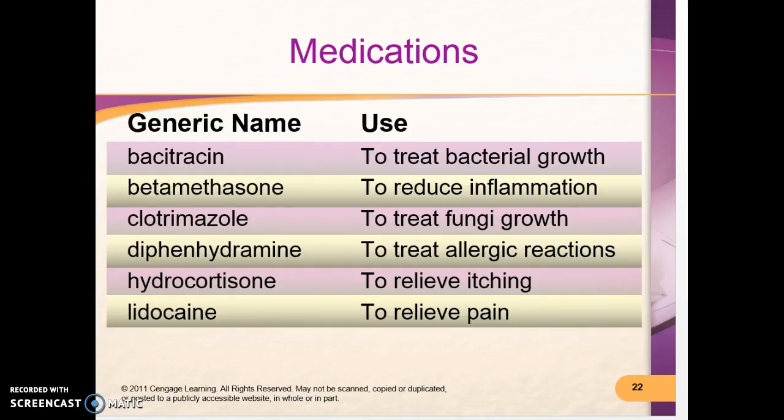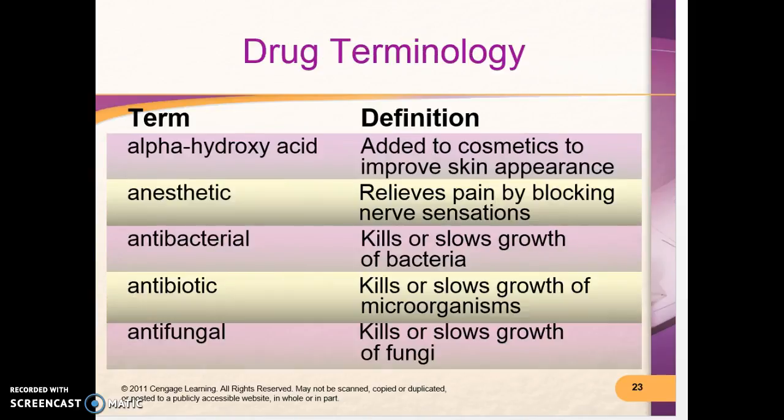Then there's some other drug terminology that's discussed at the end of this chapter. These are just some specific types or categories, I guess you could say, classifications of drugs that you're going to want to understand. Specifically, anesthetics. Anesthetics are going to relieve pain. It's going to actually block pain. Anti and then bacterial. From what you learned last week, you should know that the anti means it's going to kill or do something like that, and then bacterial is telling you it's bacteria. Antibiotic is going to control or kill the growth of microorganisms, and antifungal is going to kill fungi.